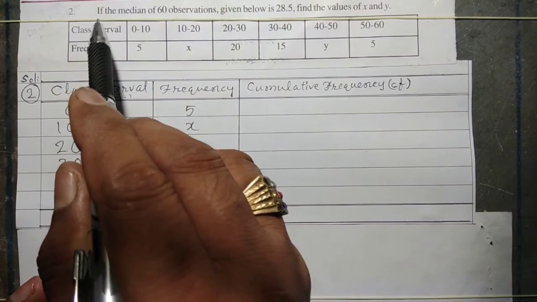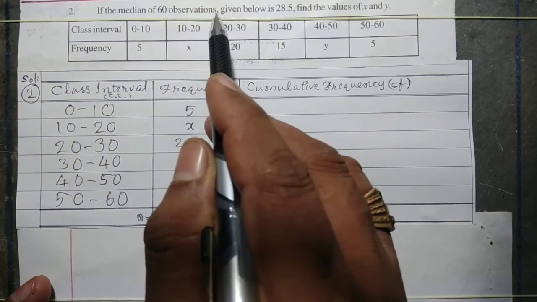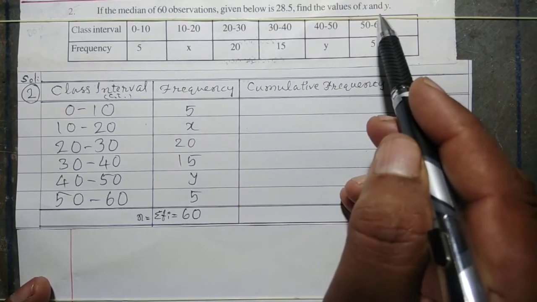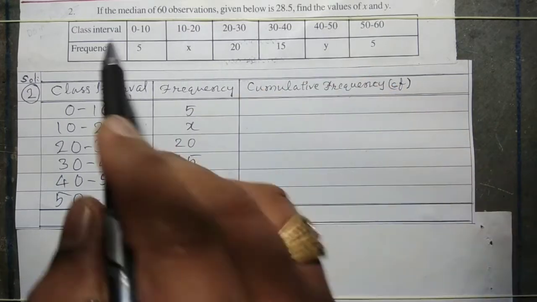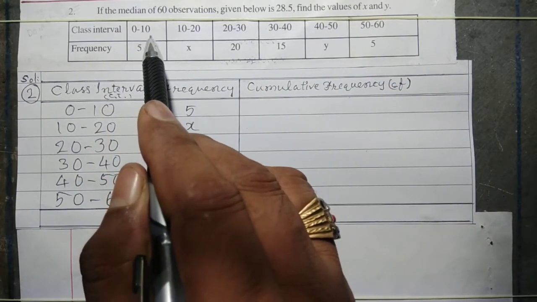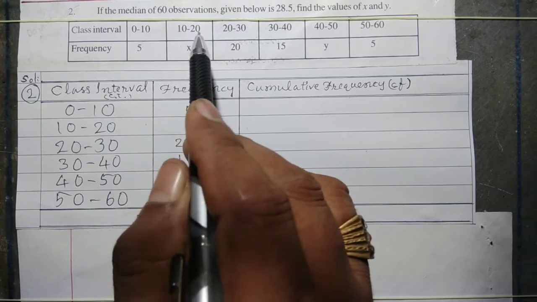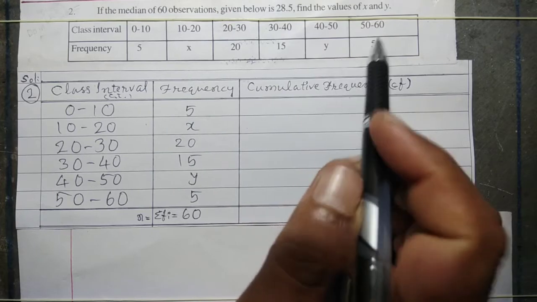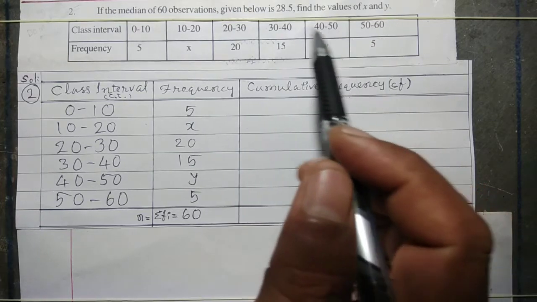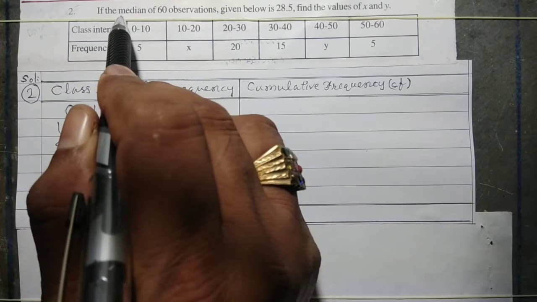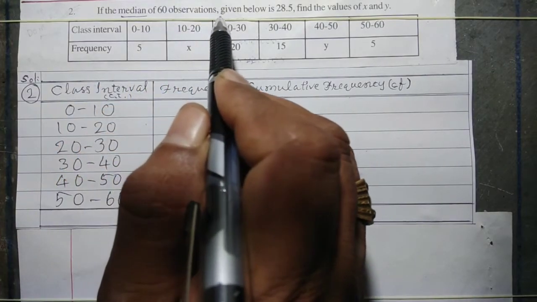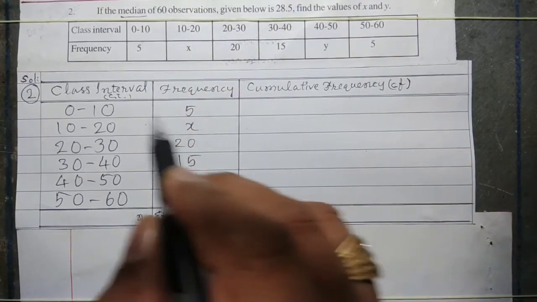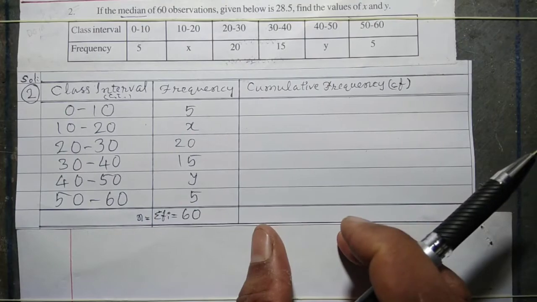Question number 2. If the median of 60 observations given below is 28.5, find the values of x and y. Class interval 0 to 10, frequency 5; 10 to 20, x; 20 to 30, 20; 30 to 40, 15; 40 to 50, y; 50 to 60, 5. Here the median of 60 observations is given. So that's why we have to find the cumulative frequency.